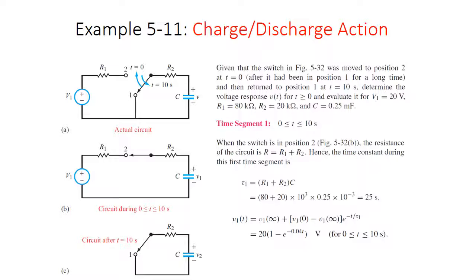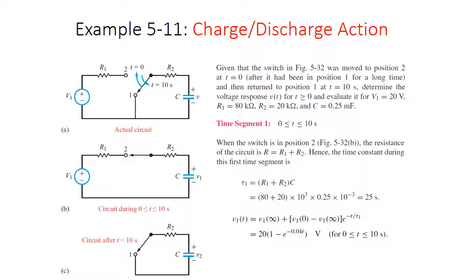Determine the voltage response V of t for t greater than 0, and evaluate it for V1 equals 20 volts, R1 equals 80 kilohms, R2 equals 20 kilohms, and C equals 0.25 millifarad. So we've got our time segment, which is our first bit, from 0 to t equals 10 seconds. Anything less than 0 means it's been charging, and as soon as we switch at t equals 0, it's already increasing.